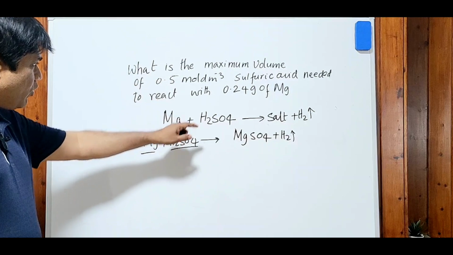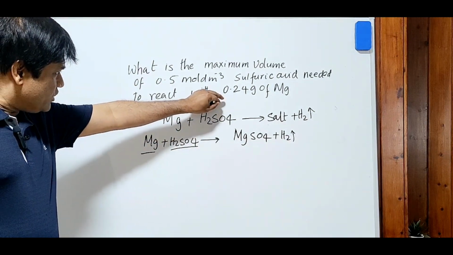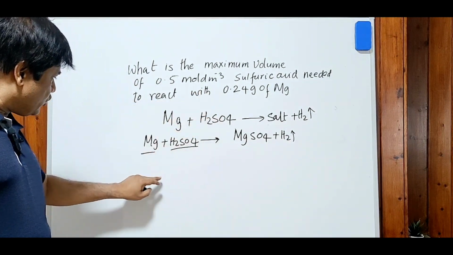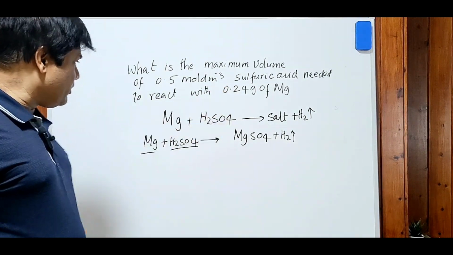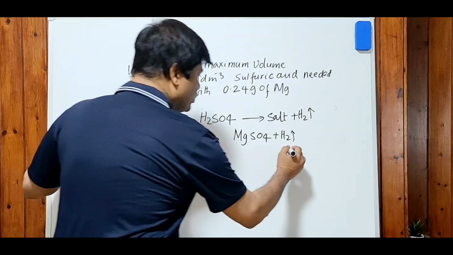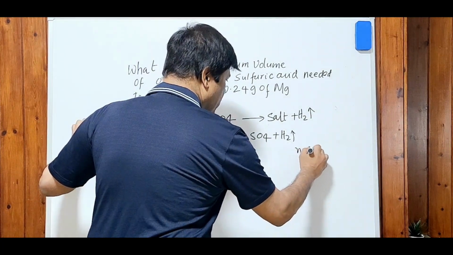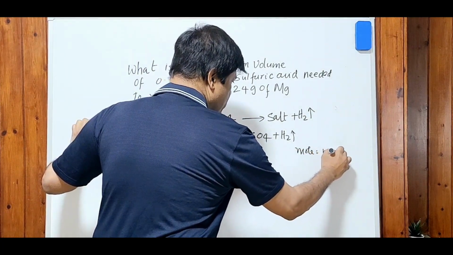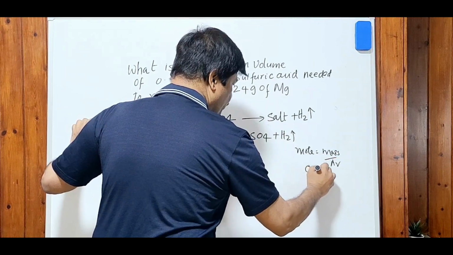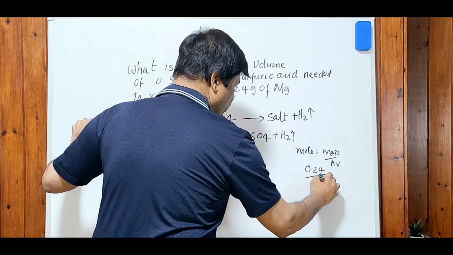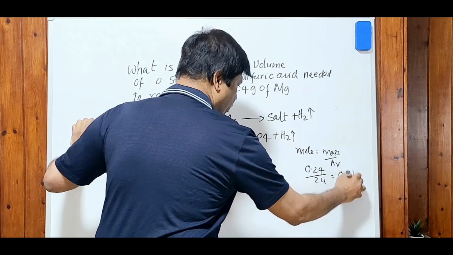With the help of all these quantities, you can figure out the mole of magnesium. Look at the mass of magnesium given. Use the formula to work out the mole of magnesium. Mole equals mass by its Ar. So 0.24 divided by 24, which is 0.01 mole.